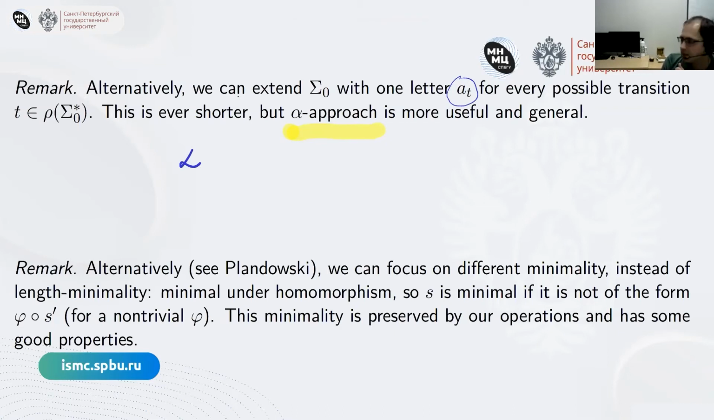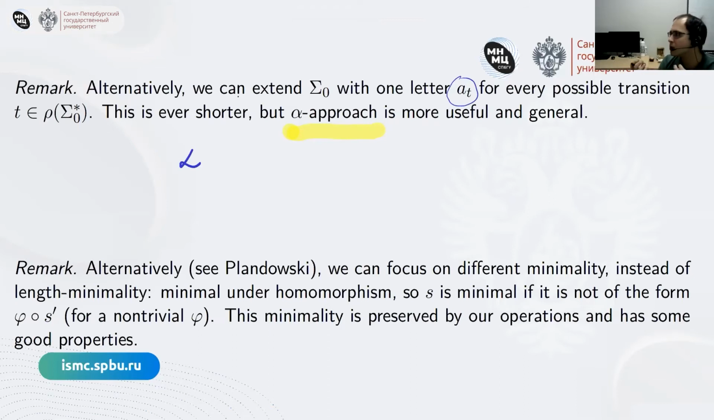Alternatively, the minimality that we used for the solutions is length minimality, and for length minimal solutions we can show something about the crossing pairs. We can show that the length of the exponent of periodicity, so the length of the A blocks, is at most exponential. But this length minimality doesn't really work well with other properties, for instance, preserving the regular constraints.